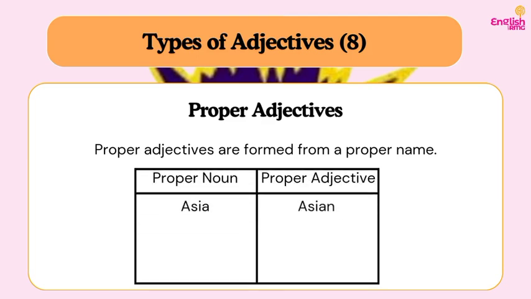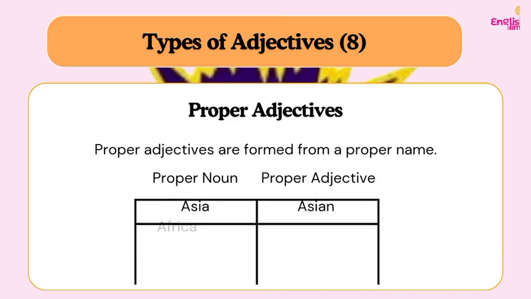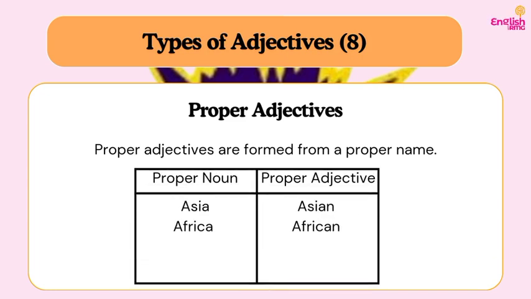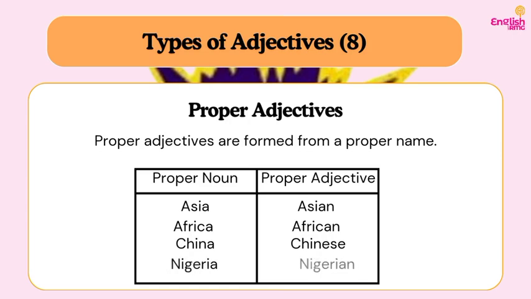We have Asian, formed from Asia. You know, we say that they are always formed from proper nouns. Do you understand? Asian from Asia. Then we could also have African from Africa. Then we could have Chinese from China. Are you getting the logic now? And we could also have Nigerian from Nigeria.